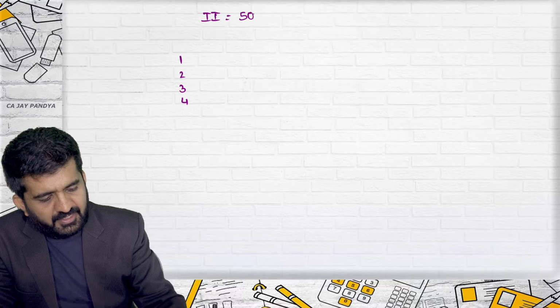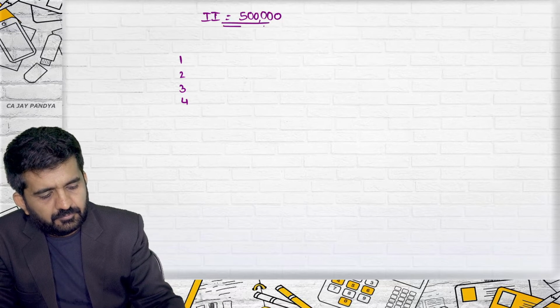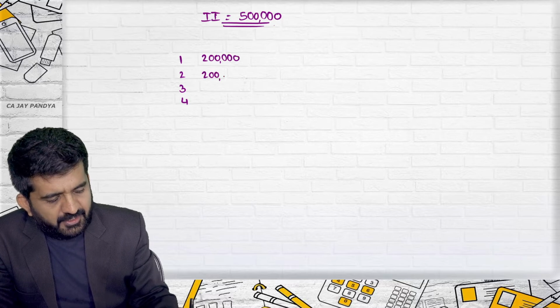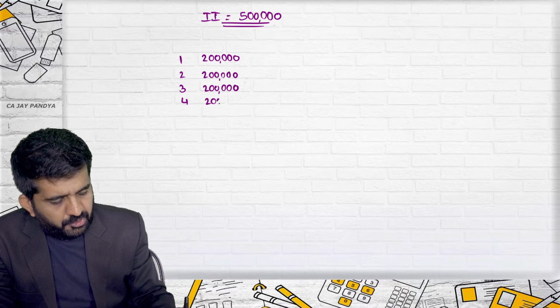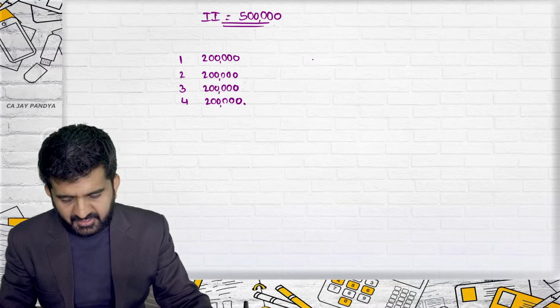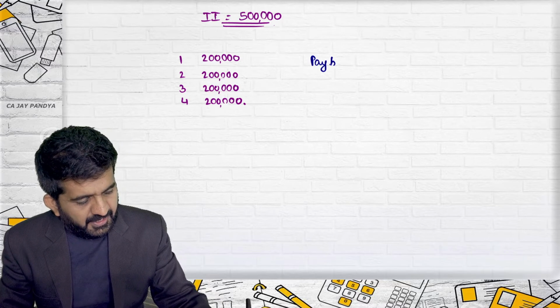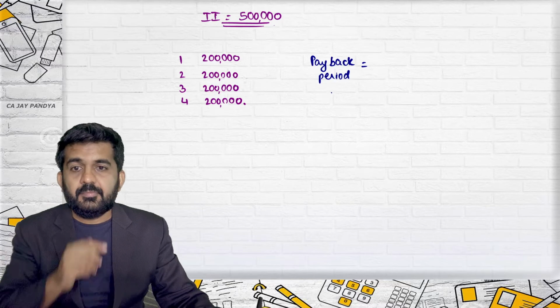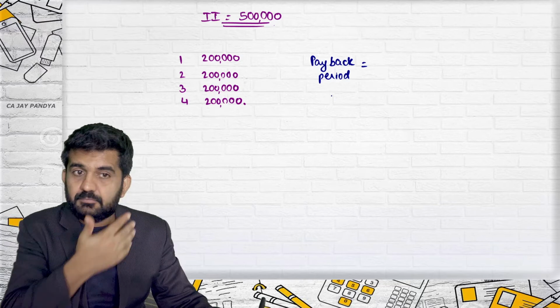Is it correct? Let me take a different example. First, second, third and fourth year, my initial investment was 5 lakh rupees. In the first year, 2 lakh will be recovered. In the second year, 2 lakh will be recovered. In the third year, 2 lakh will be recovered. In the fourth year also, 2 lakhs will be recovered. Can anyone tell me what the payback period will be?